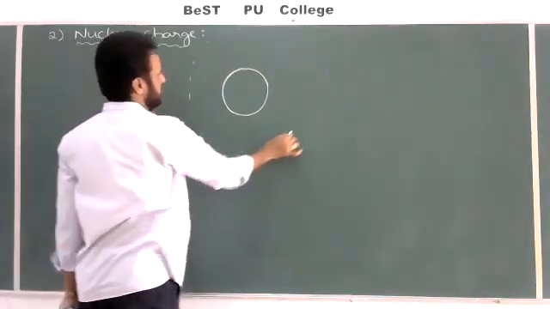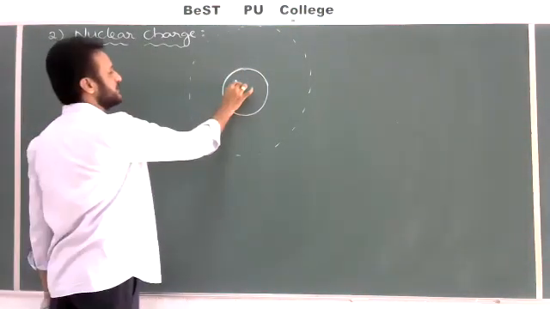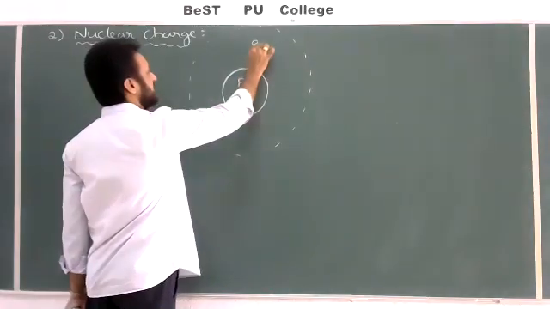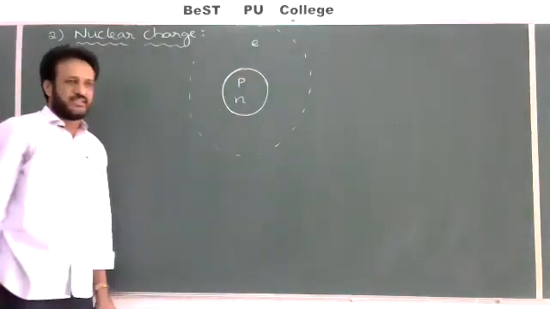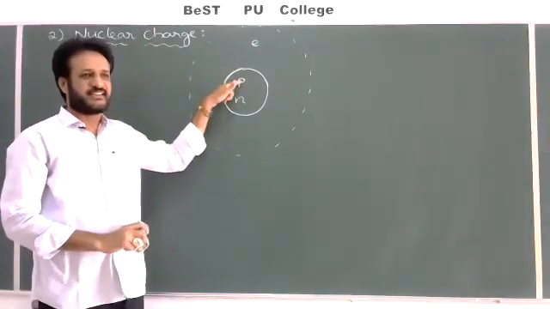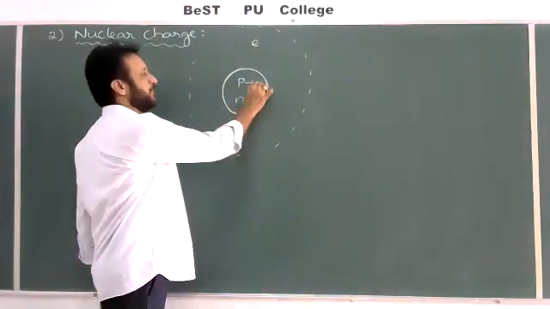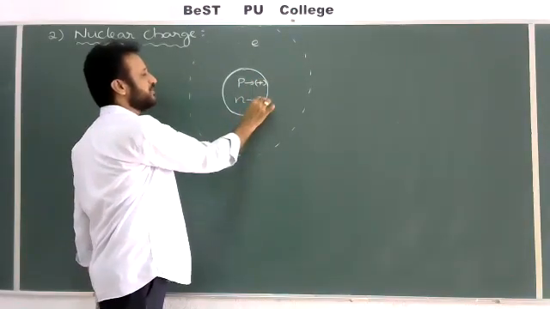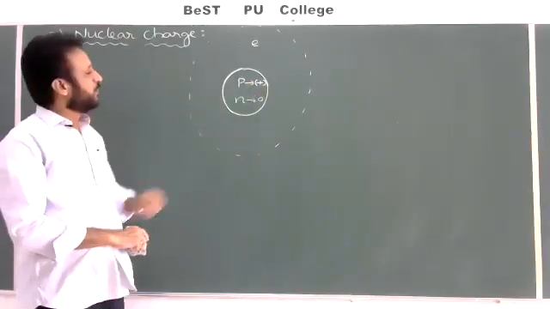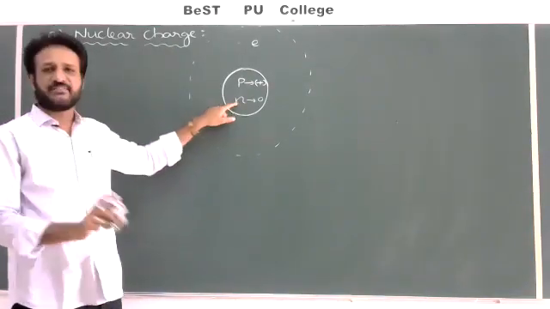You can take this dotted part as the atom, and the central part as the nucleus. Generally, the nucleus contains two types of particles, protons and neutrons. But outside there will be electrons which are revolving around the nucleus. So here the charge of the nucleus is only because of the protons, not because of the neutrons. Because what kind of charge does a proton have? Positive charge, and a neutron has zero charge. So only protons will contribute charge to the nucleus. Because of the neutrons there will be no charge.